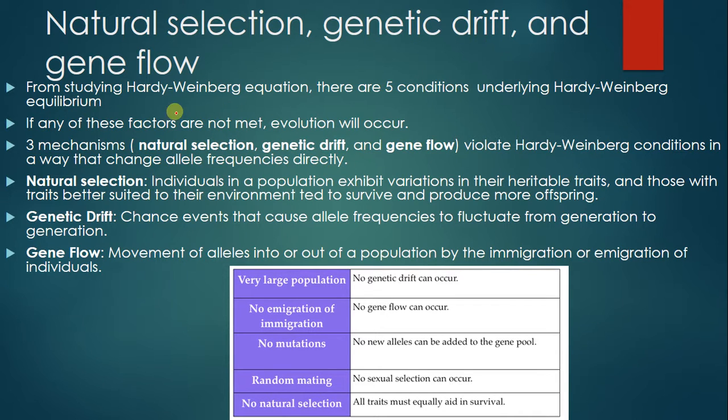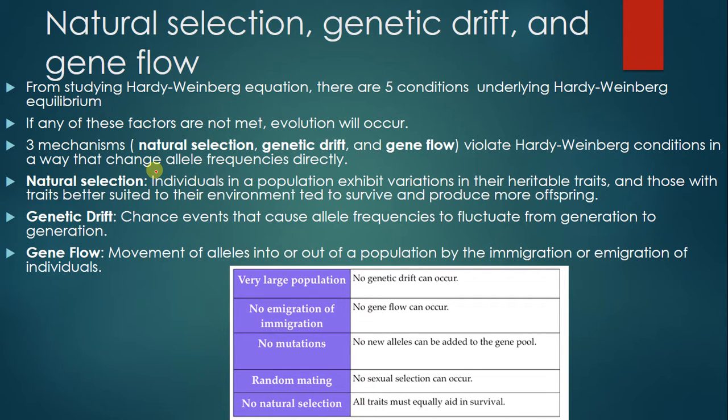After we've studied Hardy-Weinberg equilibrium, we now know that there are 5 conditions that underlie it. That means there are 5 criteria we have to meet to ensure that no evolution will occur. If any one of these factors is not met, evolution will occur. And I have the 5 factors down here. And there are 3 mechanisms: natural selection, genetic drift, and gene flow, which violate one or more of these Hardy-Weinberg conditions in a way that directly changes allelic frequencies.